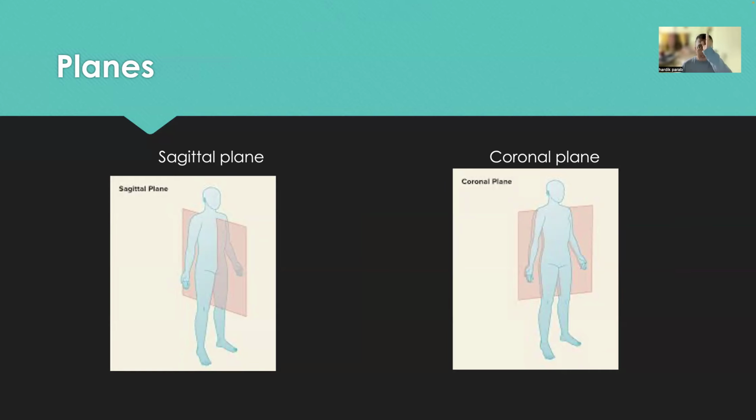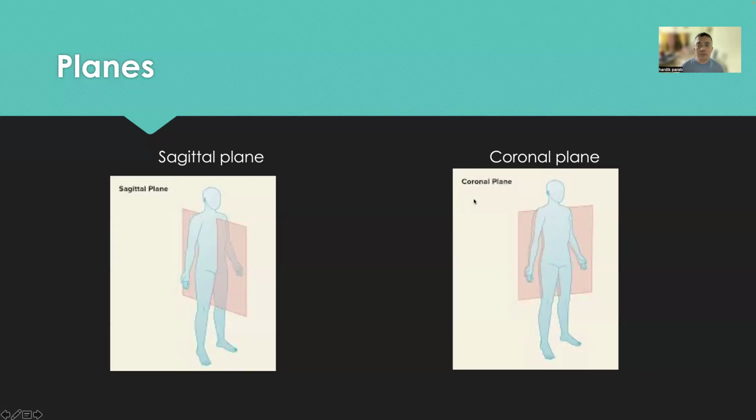So this is a line which is passing through the center of the body. An imaginary line that passes through the center of the body and divides the body into two, right half and left half. Okay, so this is called the sagittal plane. We can see in the first picture, this one is the sagittal plane.